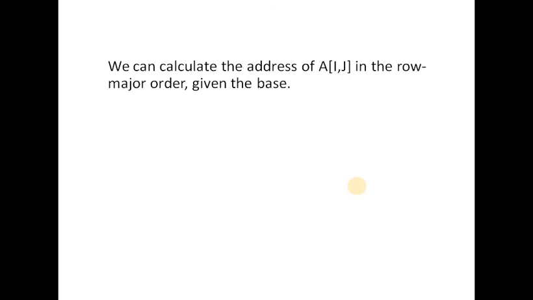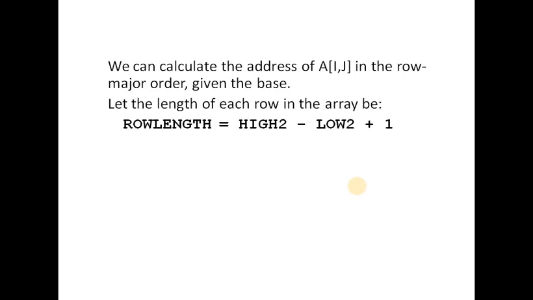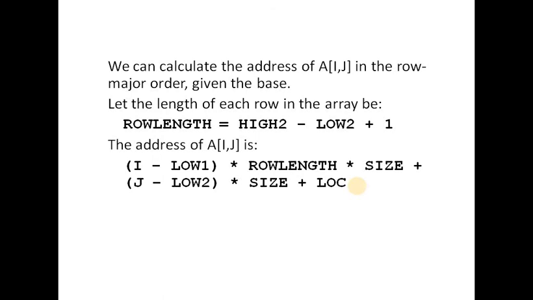We can calculate the address of A[i][j], the element at row and column, in row major order given the base LOC. Let the length of each row in the array be row length = high2 minus low2 plus 1. The address of A[i][j] is (i minus low1) multiplied by row length times size, plus (j minus low2) multiplied by size, plus LOC.